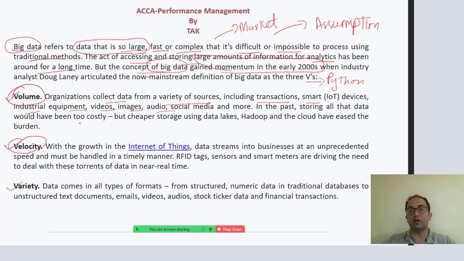Velocity, as I talked about: while I'm talking with you, there would be several million or billions of people using the same software that I'm using right now. There are millions and billions of people accessing the internet at the same time. Just imagine, if I talk about just Google, it would be collecting so much of our data. The velocity, the things have stepped up. So with the growth of the Internet of Things, data streams into business at an unprecedented speed and must be handled in a timely manner.